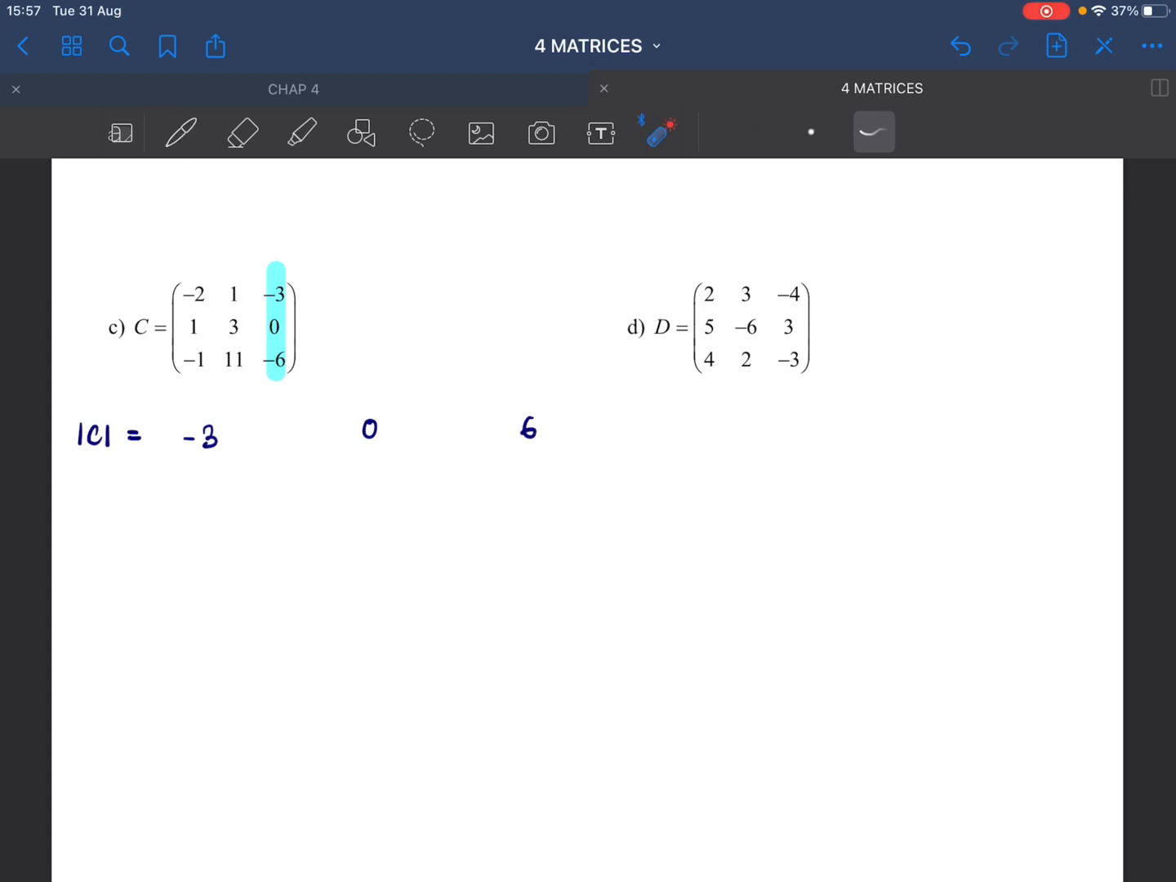Okay, now we put the sign. So this is positive, negative, positive. So positive, negative 3, negative, positive. Sorry, this is negative 6. Okay, now we are going to find the minor. So we will have for negative 3, 1. Okay, boleh kira?